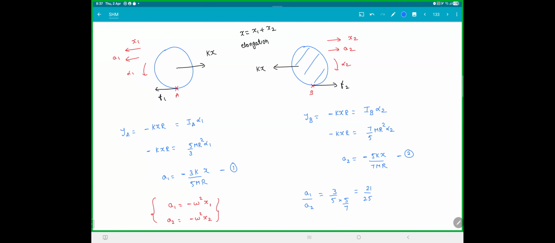This is minus omega square x1 and minus omega square x2. Indirectly, you got a ratio. Let me show you on the next page. But any doubts on this page so far?